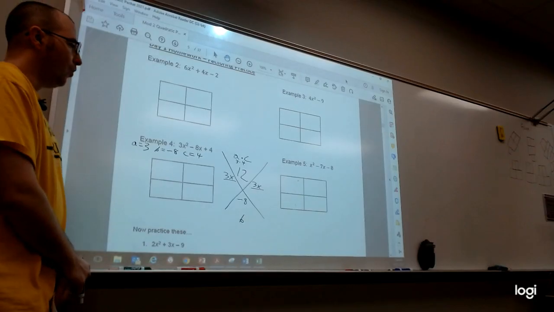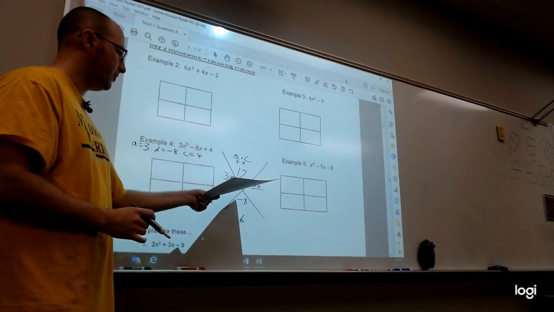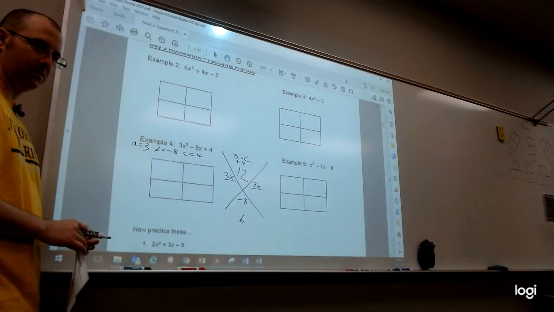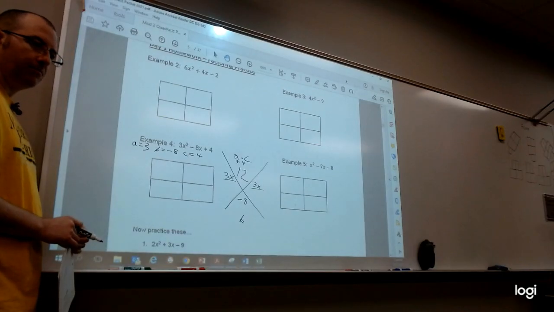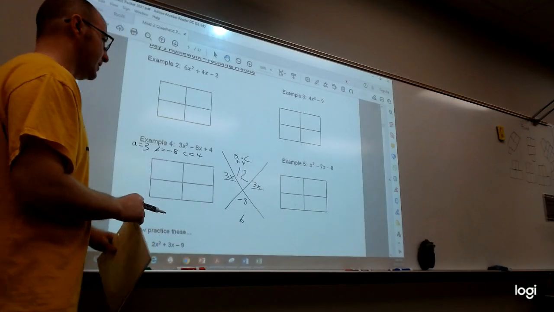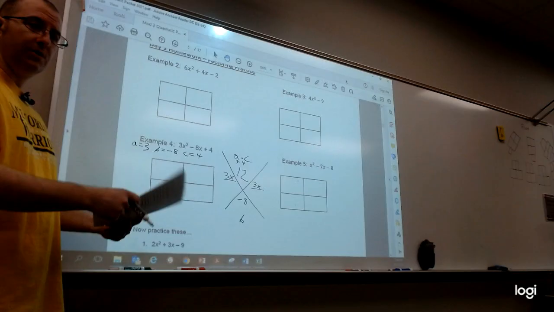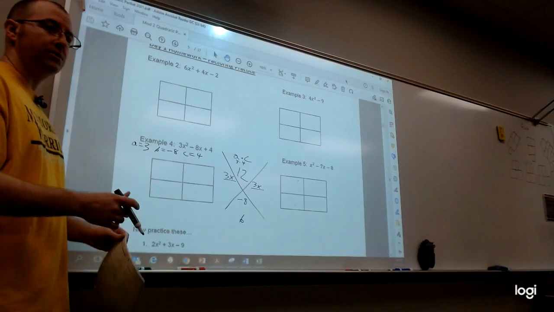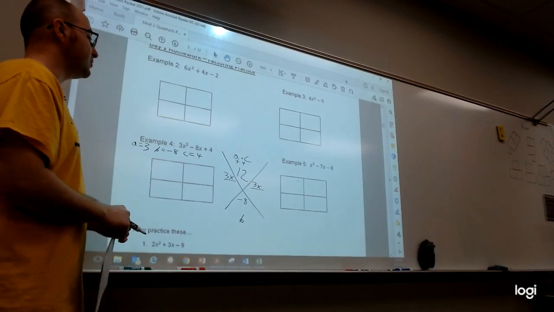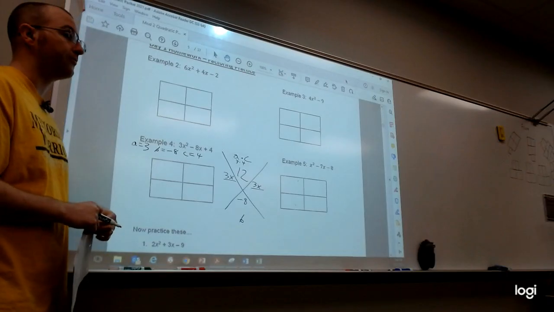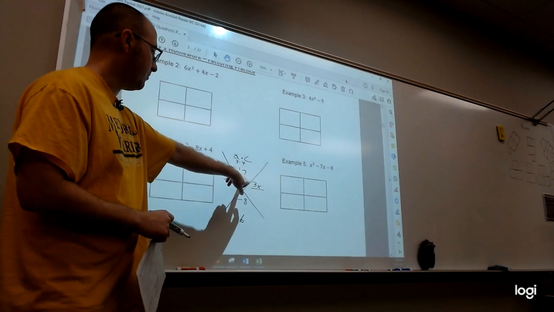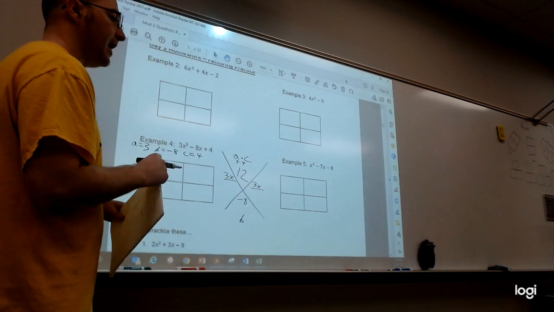So now, think about what factors of positive 12 are going to add up to -8. 6 and 2. But what kind of 6 and 2? Yeah, it's got to both be negative. All right, so if you need to list the factors: 1 and 12, 2 and 6, 3 and 4. Add those up. 3 and 4 add up to 7, 1 and 12 add up to 13. Those aren't what you want. But even 2 and 6 adds up to 8. That's not what you're looking for. You're looking for -8. So this needs to be 2 negative numbers that get you to a -8 and get you to a positive 12. So it's going to be a -2 and a -6.